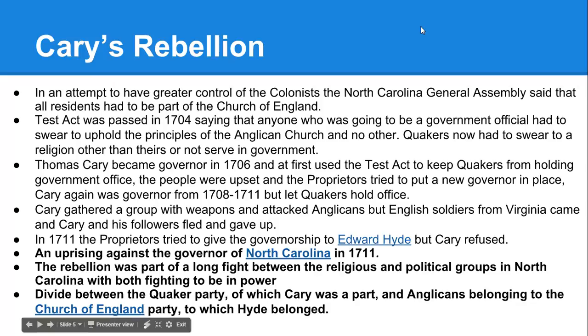So that's more detailed. Here in bold is a more summarized version. It's an uprising against the governor of North Carolina in 1711. So that can be your what. The rebellion was part of a long fight between the religious and political groups in North Carolina, with both fighting to be in power. It was a divide between the Quaker Party, or the Quaker Church, which Carey was a part of, and Anglicans belonging to the Church of England, which Governor Hyde belonged to.